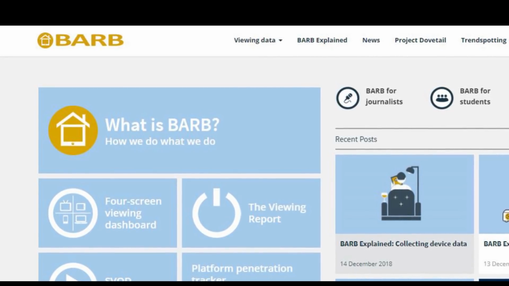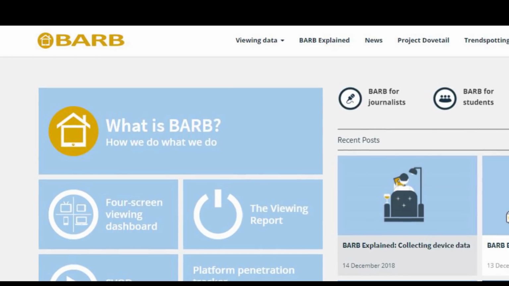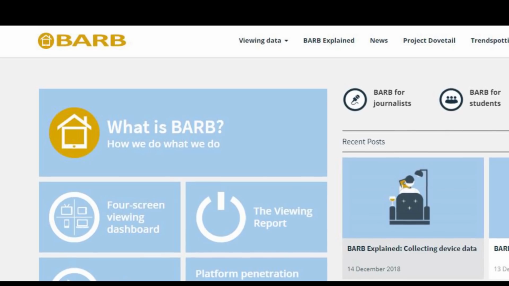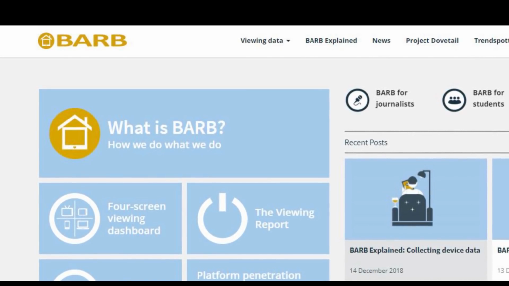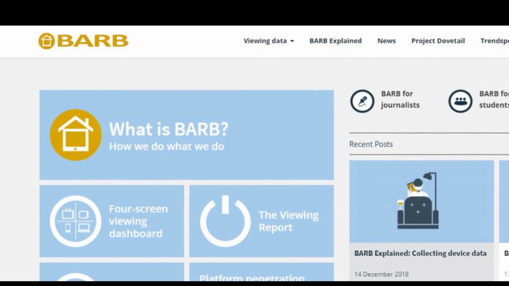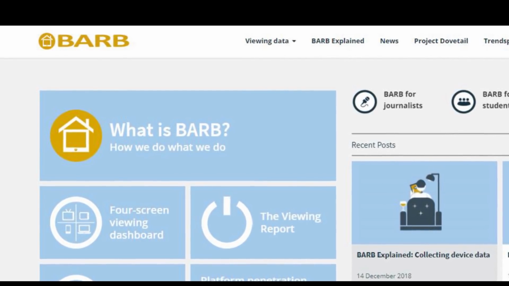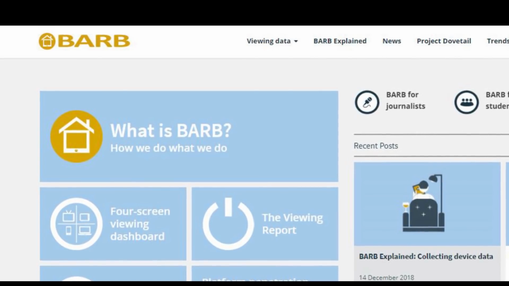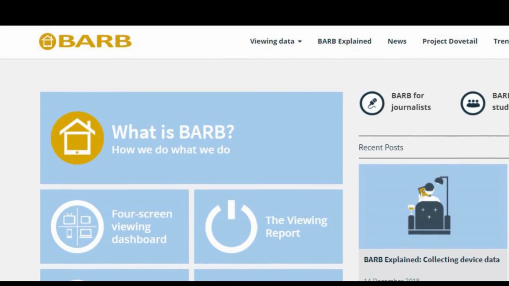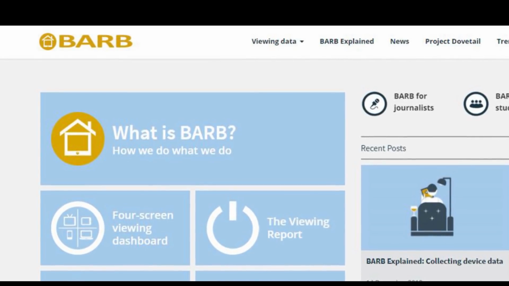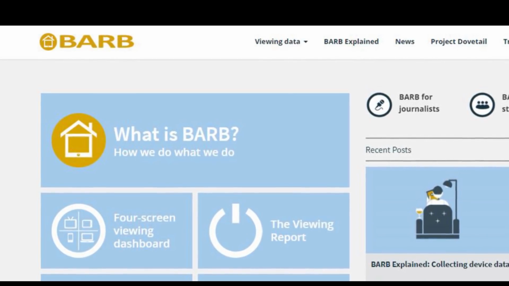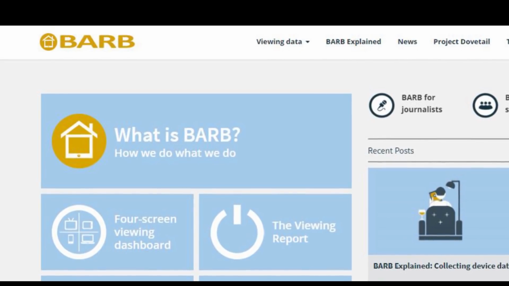BARB has two sources of data: people-based data and device-based data. Let's talk about each of those briefly. People-based data, that's the BARB panel. The BARB panel is a sample of television-owning private homes, and they're designed to represent the viewing behavior of the whole UK population. There's some 27 million TV households in the UK. But the panel is selected to be representative of each ITV and BBC region with predetermined sample sizes.